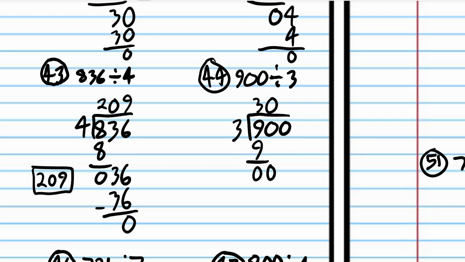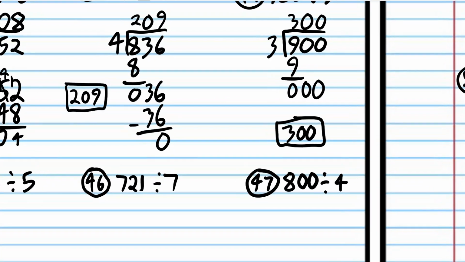So 3 does not go into 0, so we write a 0, and then we bring down the last number, and 3 still does not go in. So because it still doesn't go in after you brought down the next number, we put another 0. And our remainders are obviously 0, and there are no more numbers here, so we're done. The answer is 300.